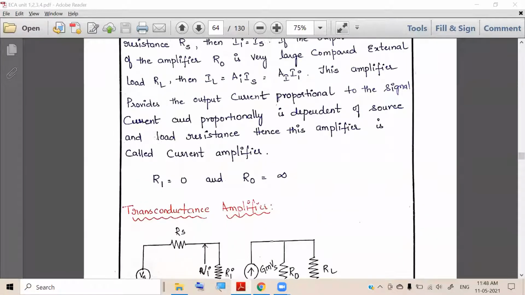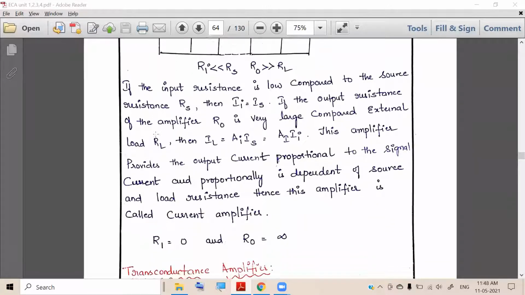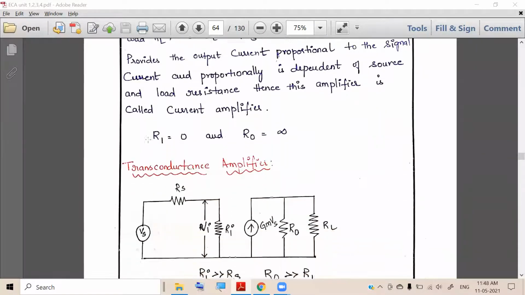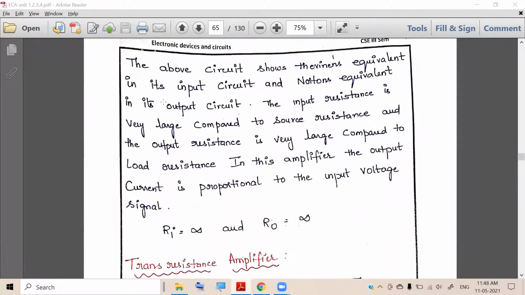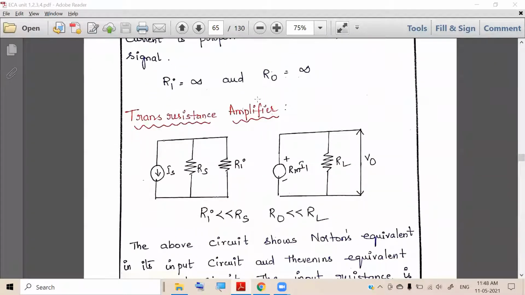For a transresistance amplifier, resistance is voltage by current. So for a transresistance amplifier, output will be voltage, and input will be current.